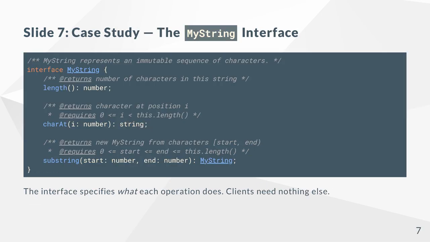Here is the complete MyString interface. Length returns the number of characters. CharAt returns the character at a given position with the precondition that i is a valid index. The substring method returns a new MyString covering the range from start to end with its own precondition on the bounds. Notice how the spec is written entirely in terms of the interface. Clients need nothing beyond this.